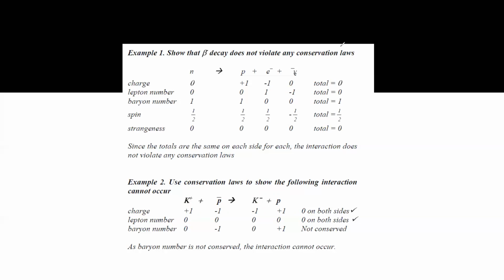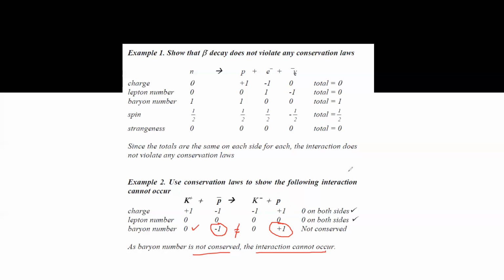When we check baryon number, for every meson it is 0. For baryon it's plus 1 and anti-baryon is minus 1. So when you check for kaon, the baryon number is 0. Anti-proton, because it's an anti-particle, baryon number minus 1. But for proton, baryon number plus 1. So you can see the baryon number on the left-hand side and right-hand side is not equal. So baryon number is not conserved. So this interaction cannot occur or cannot happen.